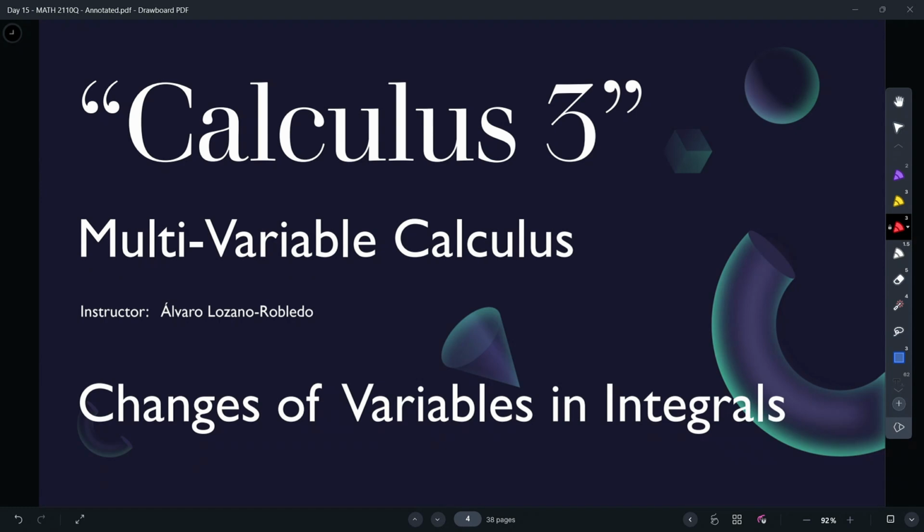Let's get started with the last section we're going to cover in double integrals and triple integrals, which is changes of variables. The good thing is that we have already done these. We're just going to do it in a little more general context.